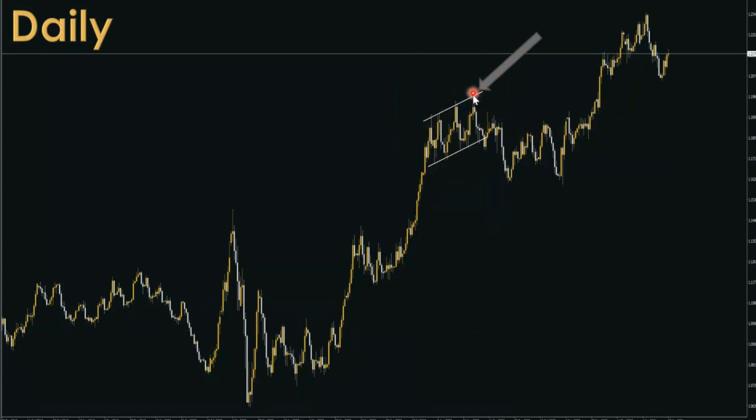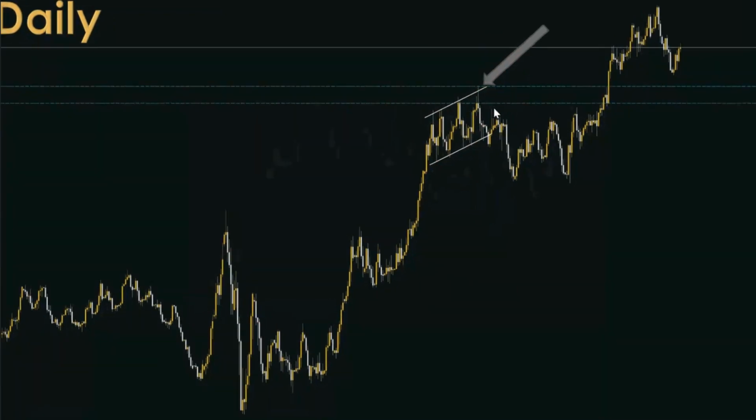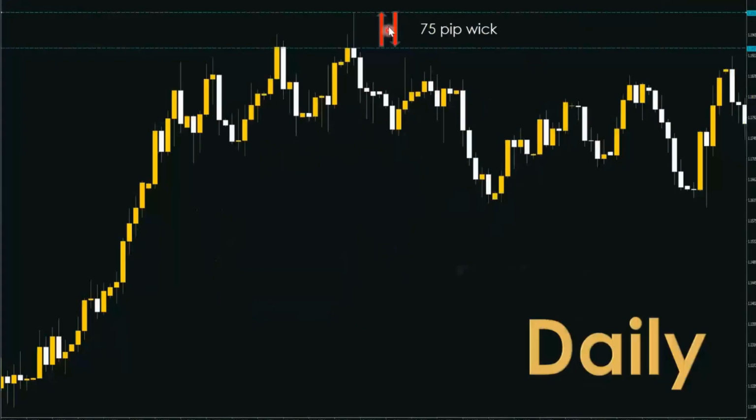Now notice this point. You've identified structure. You've identified the extreme of the structure, which is here. And then it forms a nice wick. Price comes up into structure. I've just zoomed in on this wick. This is the same daily chart. This is the diagonal line there for the flag.